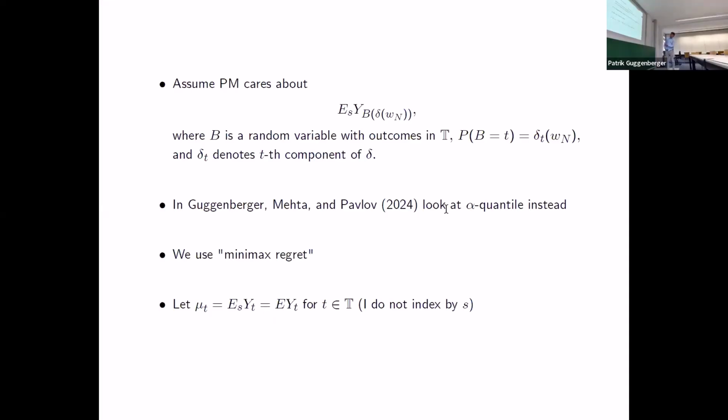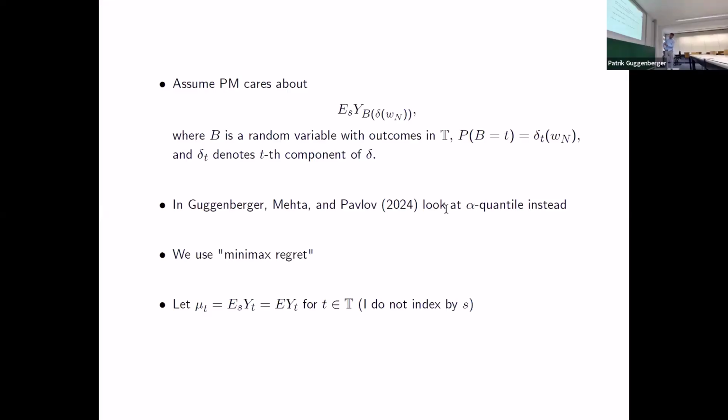So the random variable B is such that the probability that B is equal to T is equal to delta T. So that's the probability with which the policymaker chooses treatment T. So at some point, when you have a random treatment rule, you have to resolve the randomness and decide which treatment you are actually applying. And this is done through the random variable B.